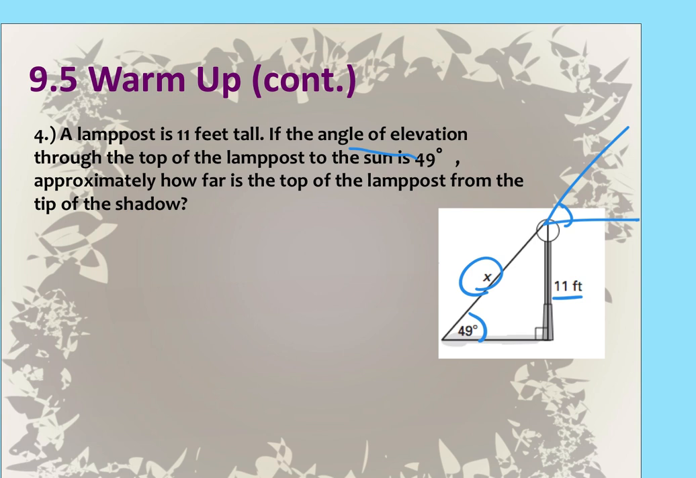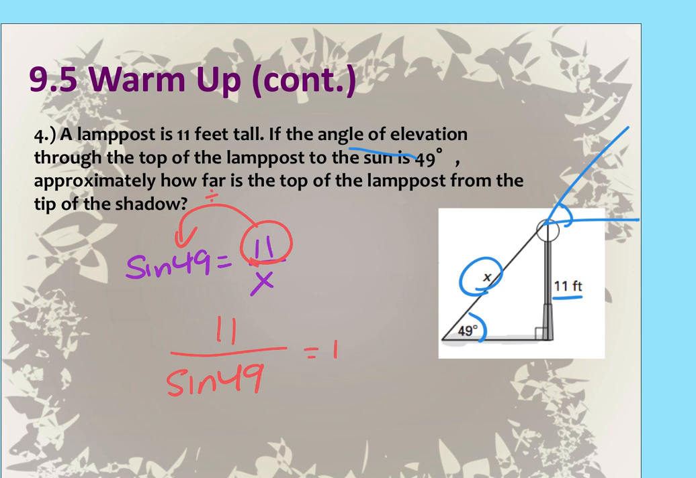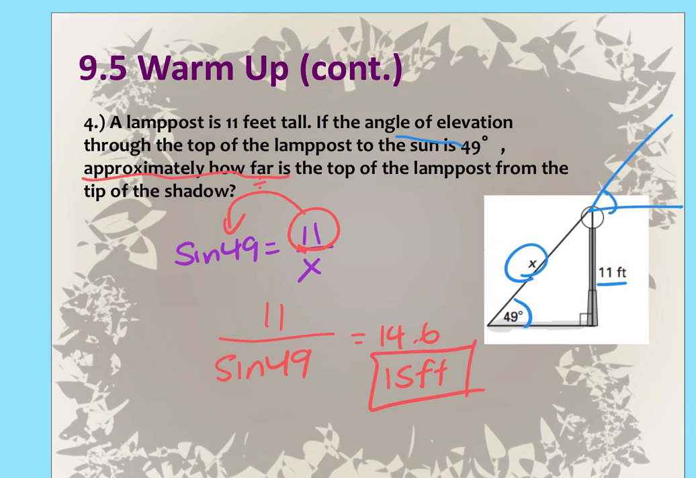Sophia. Good. Sine of 49 would equal? 11 over x. Numbers in the top, so divide. 11 divided by the sine of 49. 14.6, and it says approximately how far, so you could have left it as 14.6. You could approximate it as 15. That's fine. If it had said a whole number, then it has to be 15. If it said nearest tenth, it has to be 14.6. But if it's approximate, we're rounding. Questions on that one?